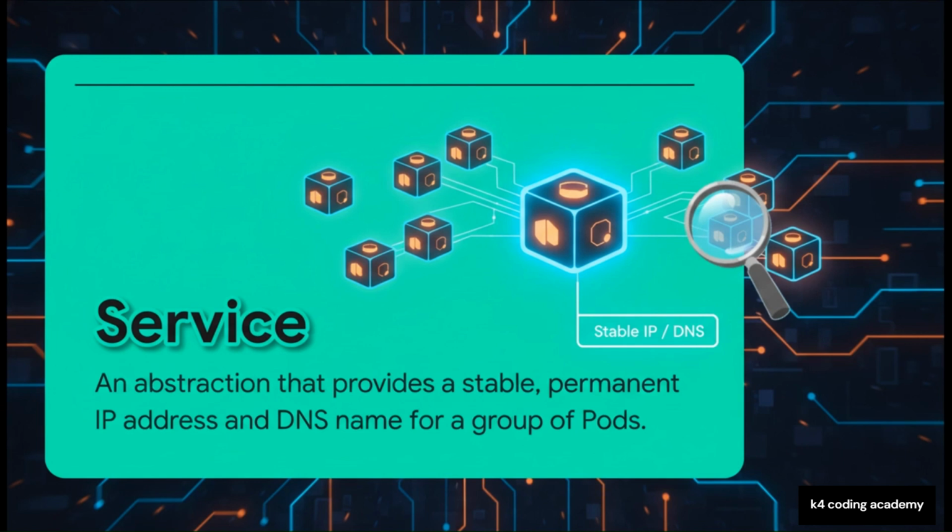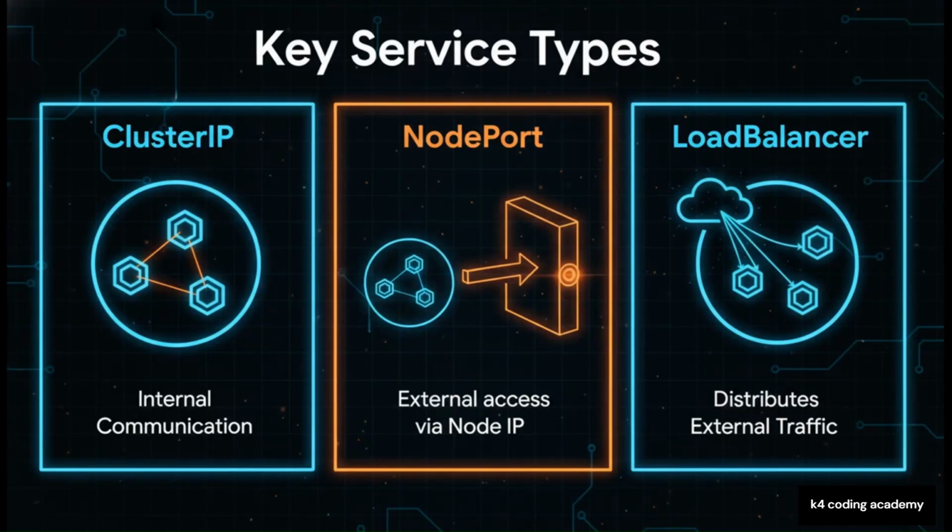So what a service does is it sits in front of a whole group of pods and gives them one single unchanging IP address and a DNS name. It acts like a smart traffic cop. It automatically knows which pods are healthy and routes traffic to them. So even if the pods in the background are constantly being created and destroyed, that front door, the service's address, never ever changes.